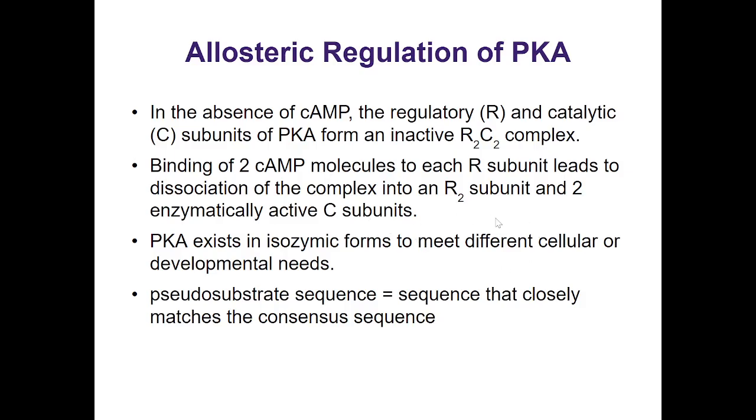Okay. So the PKA is going to exist in isozymic forms. This meets different cellular or developmental needs. PKA is involved in signaling processes throughout your body, and it does it differently depending on whether you're in the liver, kidneys, muscle, heart, or brain. Okay? So you're going to see a bunch of these different effects when we get into signaling. But right now we're just talking about the overall strategy it uses. Okay, so the pseudo-substrate sequence is going to be the sequence that closely matches the consensus sequence.